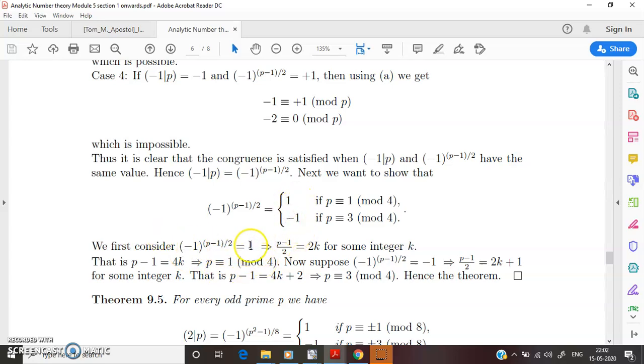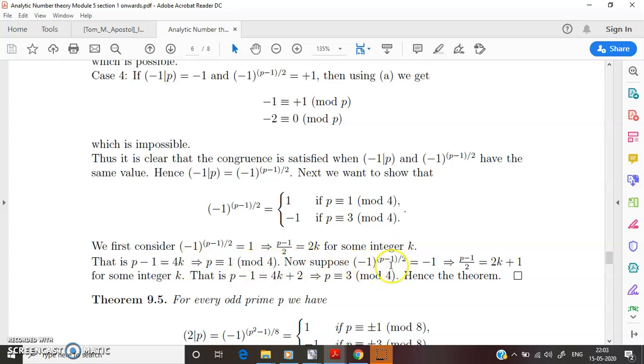So in that case you can see that this is 1 only when this part is an even number. So this should be taken as an even number. So I am taking it as 2k for some k. It means that p minus 1, this 2 is taken to this side. So p minus 1 is equal to 4k. That implies p is congruent to 1 mod 4. So this is clear.